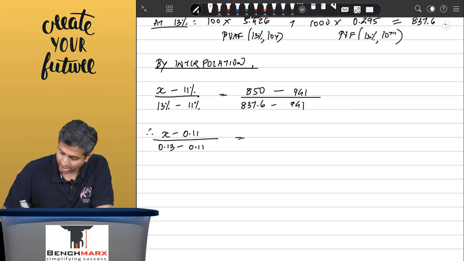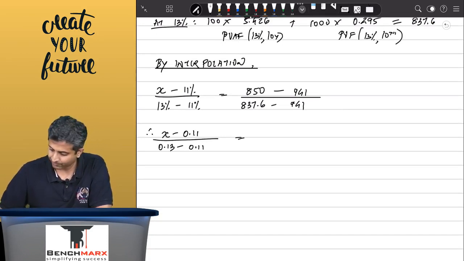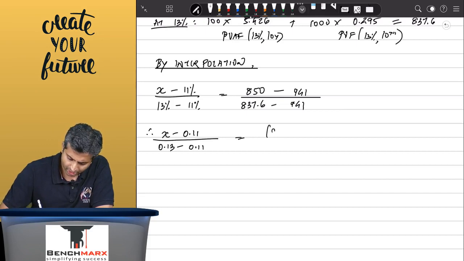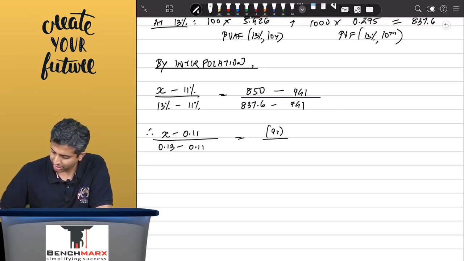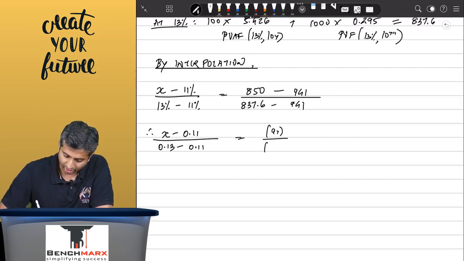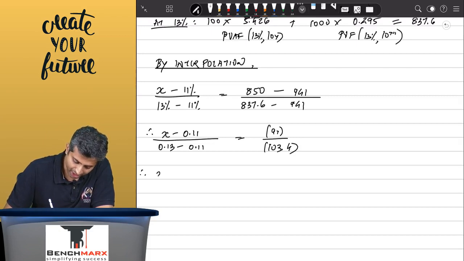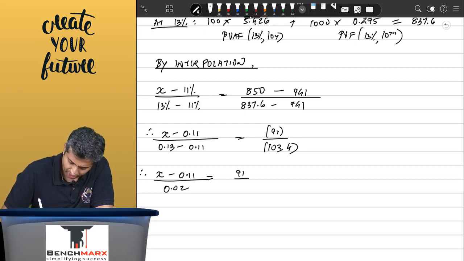So this is, let us say, 850 minus 941, it's a negative 91. 837.6 minus 941, it's a negative 103.4. Negative and negative will get cancelled, therefore x minus 0.11 equals 91 upon 0.02, or rather 91 upon 103.4. Therefore x minus 0.11 equals 91 upon 103.4 into 0.02.